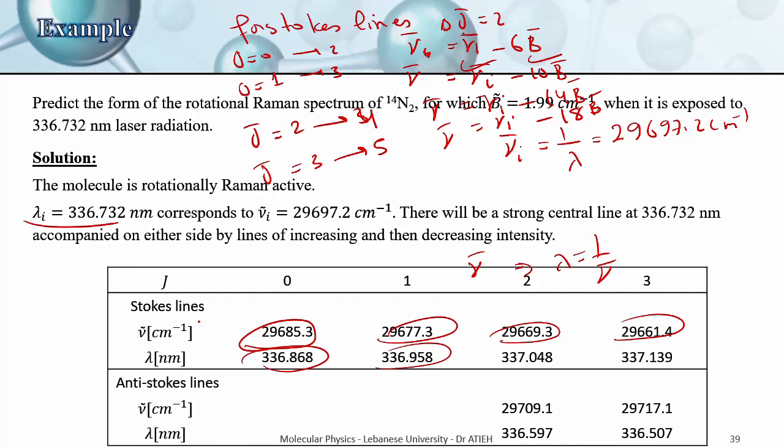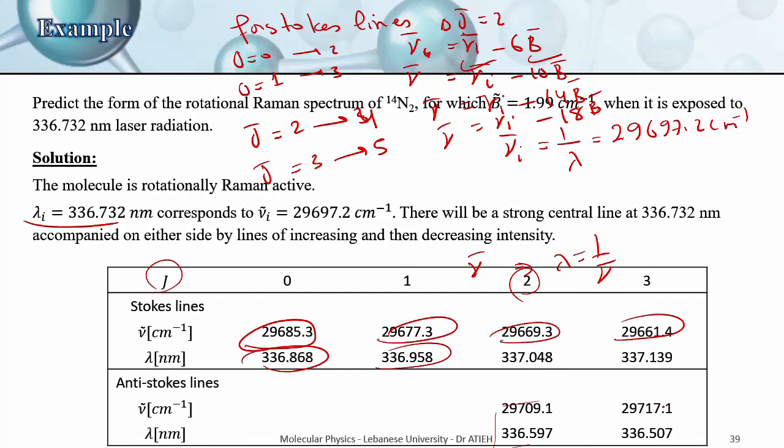And for anti-Stokes lines, we start with j equals 2 because, as you know, we can't start with j equals 0, since we can't go down in this case. So we start only with j equals 2 and then 3. So we showed some of the values of the wave numbers for Stokes and anti-Stokes lines in the case of this molecule.